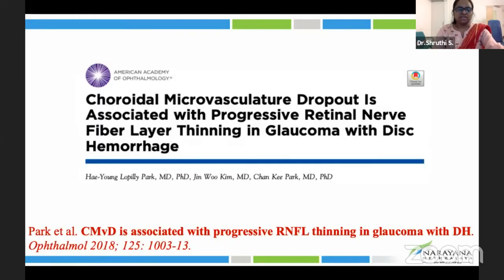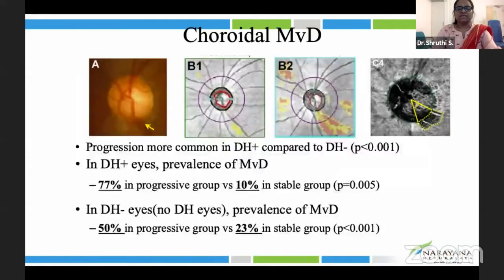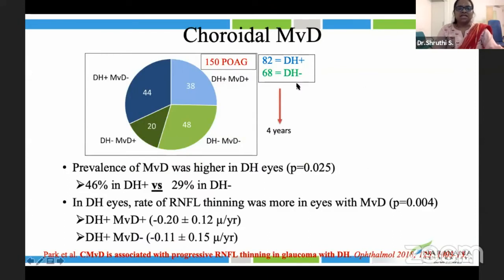So this is a study by Park et al., who saw the association between microvascular dropout and progressive retinal fiber thinning. In the study, he included 150 POAG eyes, of which 82 eyes had disc hemorrhage at baseline and 68 eyes had no disc hemorrhage at baseline. They all underwent OCTA scans at baseline.